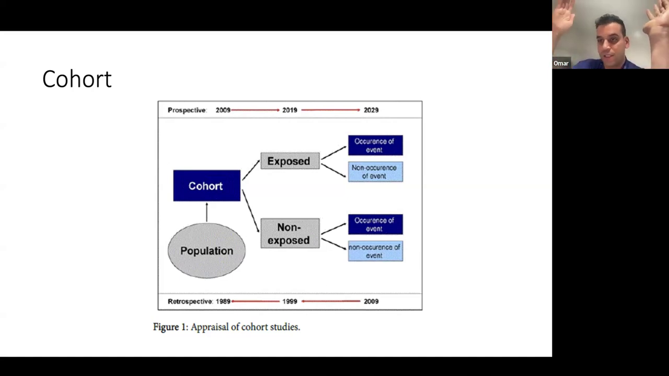Now, the outcome, you can set whatever you want. In the NJR, the outcome is typically revision. So the occurrence of the event is revision, and the non-occurrence of the event is no revision.